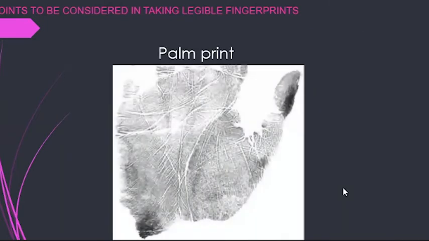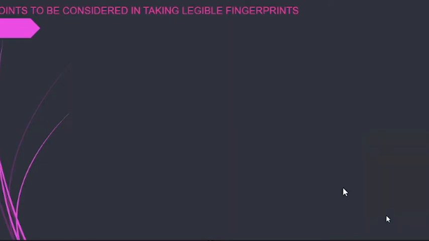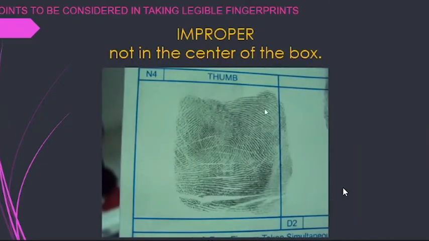Yan ang hitsura ng palm print. Okay? Then that is the proper alignment. Ano yung proper alignment? Dapat yung print hindi lalabas diyan sa square. That is the so-called proper alignment. Improper, of course, ganyan.